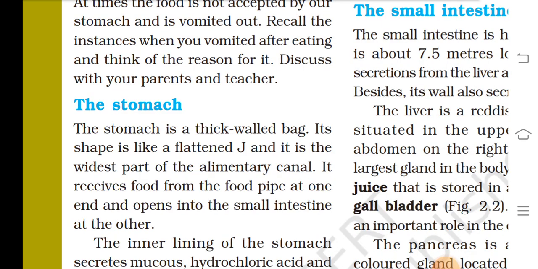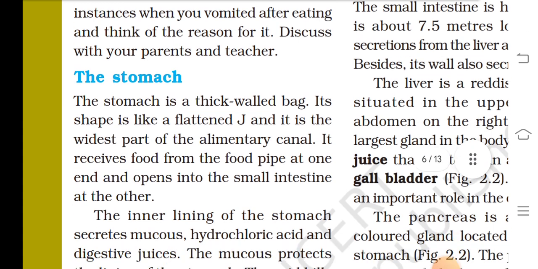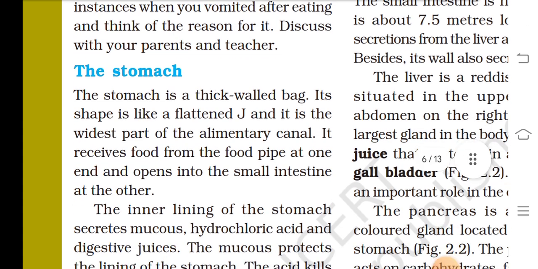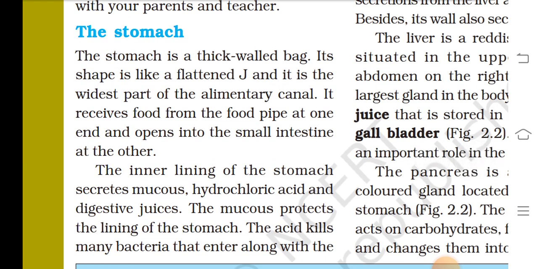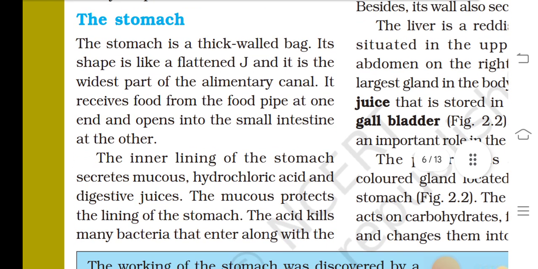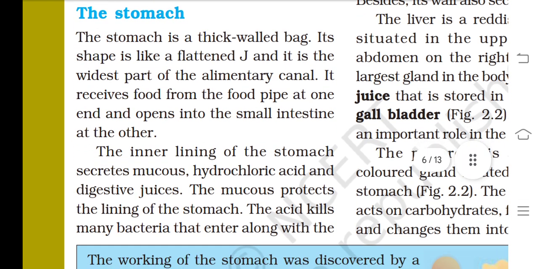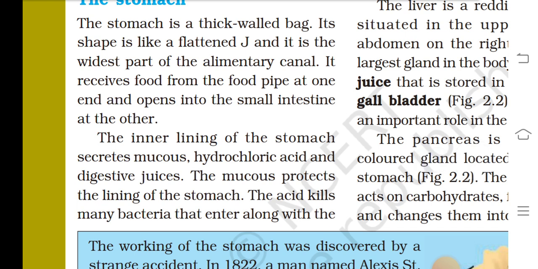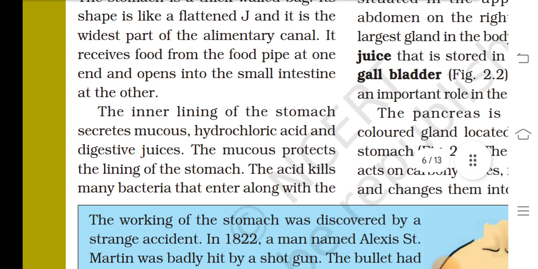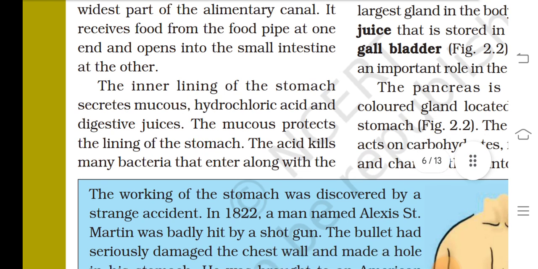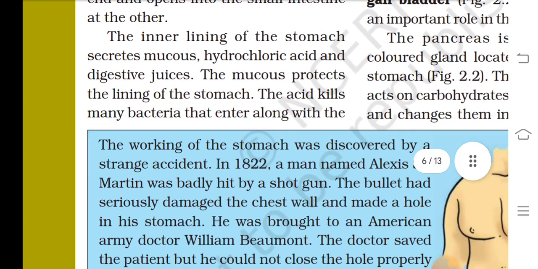Recall the instance when you vomited after eating. Think of the reason for it. Discuss with your parents and teacher. The stomach is a thick-walled bag. It is shaped like a flattened J and is the widest part of the alimentary canal. It receives food from the food pipe at one end and opens into the small intestine at the other.